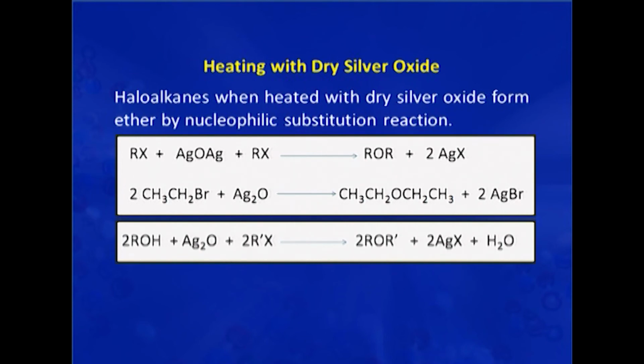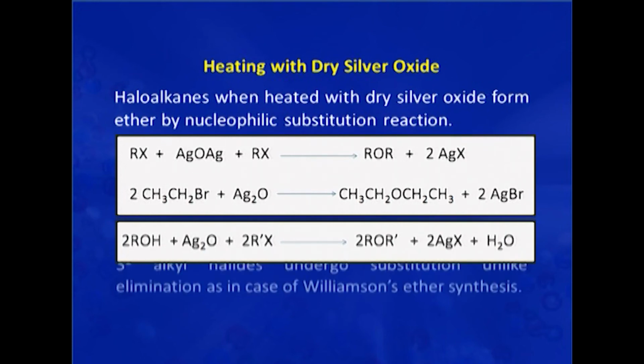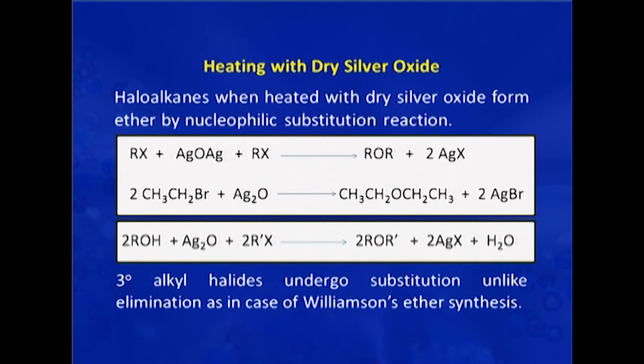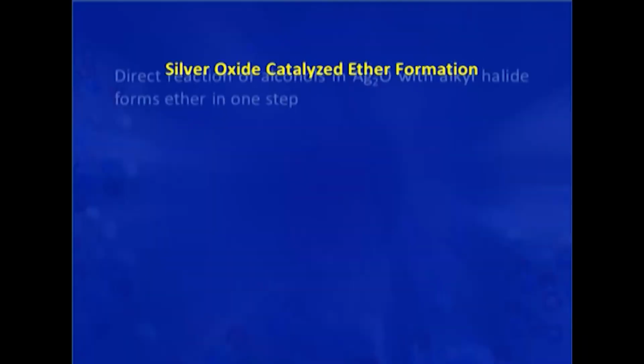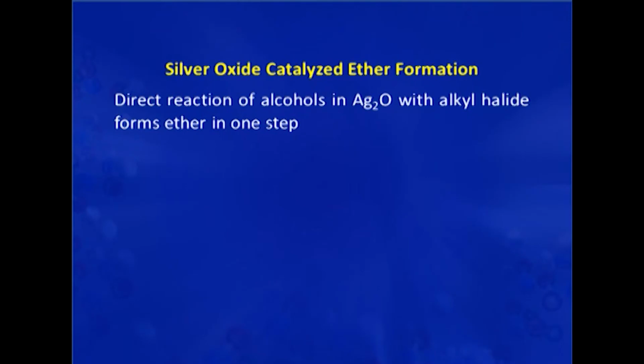This is again a good method for the preparation of unsymmetrical ethers, and tertiary alkyl halides undergo substitution, unlike elimination in the earlier case of Williamson ether synthesis. So, we can prepare unsymmetrical ether having a tertiary alkyl group by this dry silver oxide method also. An example of silver oxide catalyzed ether formation is a variation of the Williamson ether synthesis, in which the alcohol groups present in the molecule are methylated with the help of methyl iodide in presence of silver oxide.